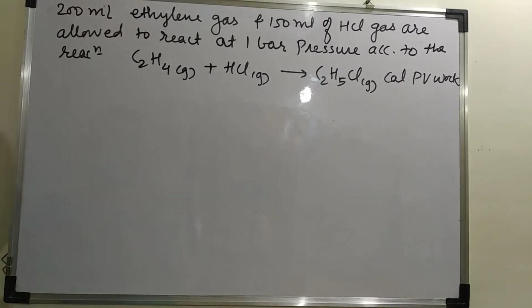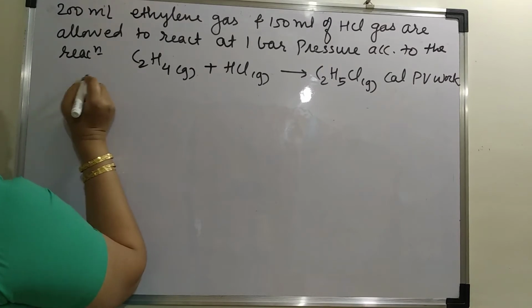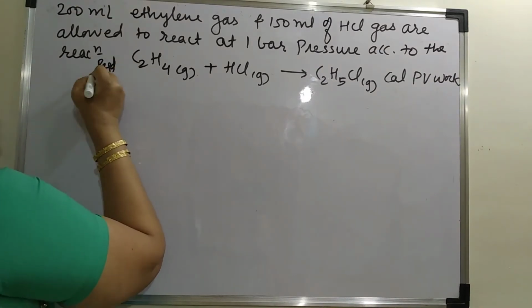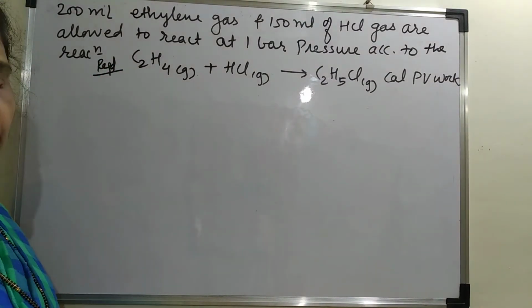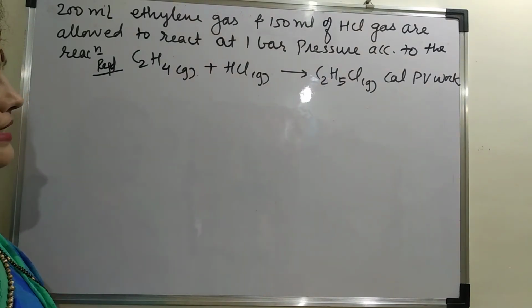Let us see this problem. 200 ml ethylene gas and 150 ml of HCl gas. If I see the equation, this is the required equation. First we have to check whether the reaction is balanced. So here the number of moles on both the sides, they are matching.